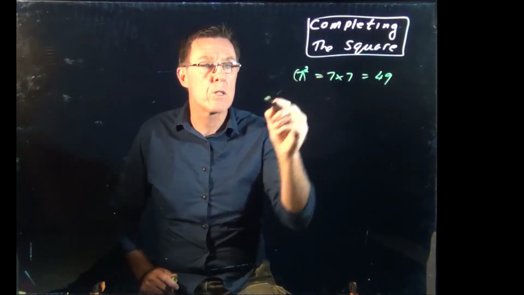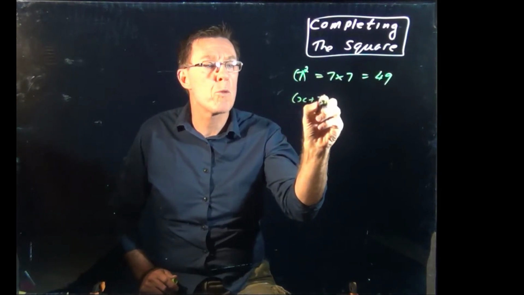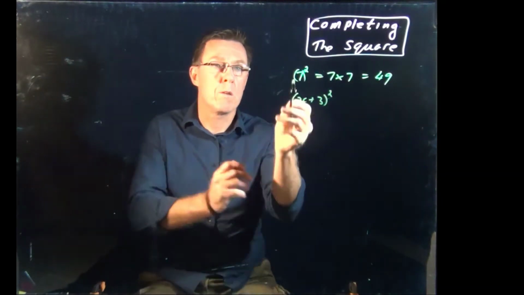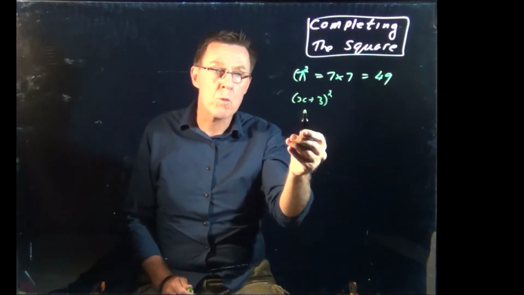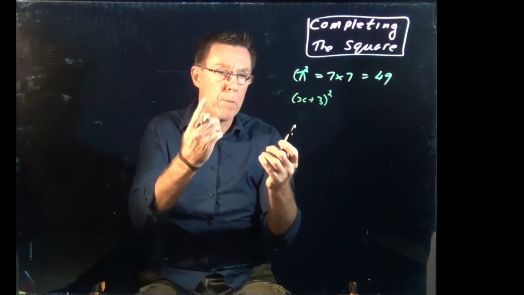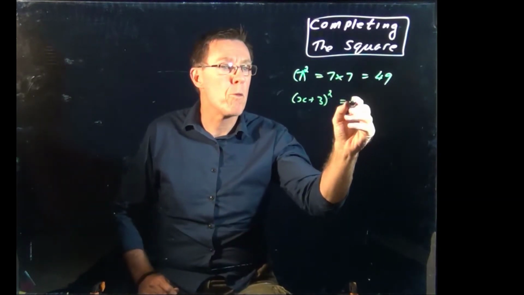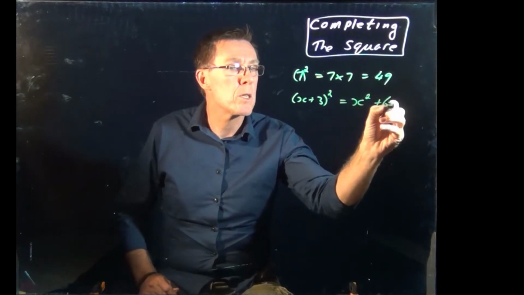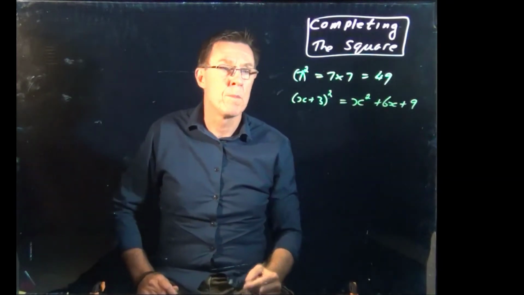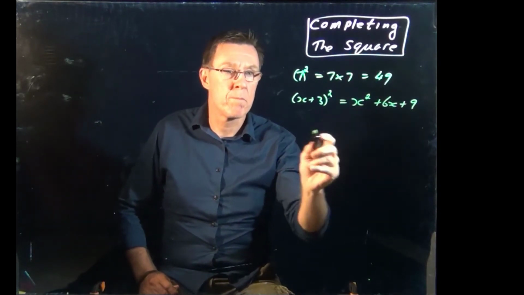So instead of having 7 being squared, let's say I had something like x plus 3 being squared. So a number squared produces a square number. I have here a number being squared. Remember, a bracket is just one number. It will produce a square result, a perfectly square quadratic. So by expansion, we know that would be x squared plus 6x plus 9. That's what's called a perfect square, or a perfectly square quadratic.